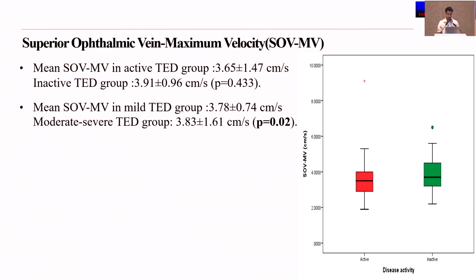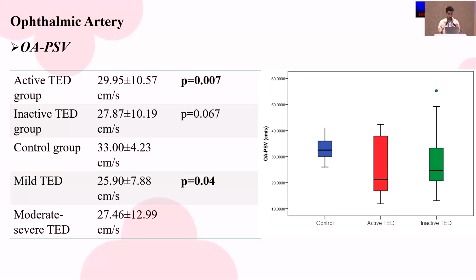Coming to the blood flow parameters, the superior ophthalmic vein maximum velocity in active and inactive TED group was not much different among the two groups. Same was between the UGOGO staging. Coming to the ophthalmic artery peak systolic velocity, in active TED group there was significantly decreased velocity as compared to the control groups, but there was no change in the inactive TED group.